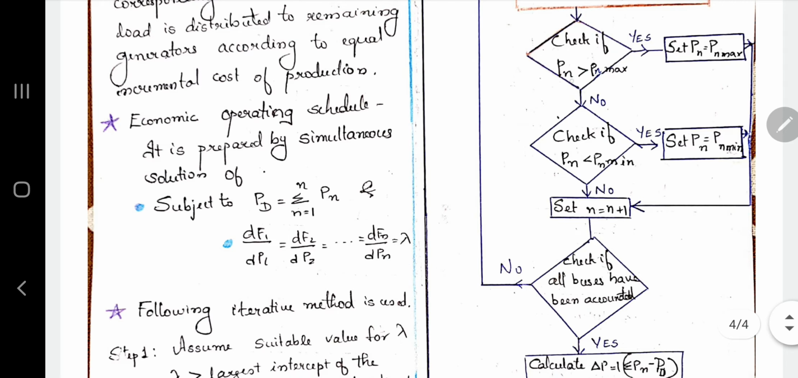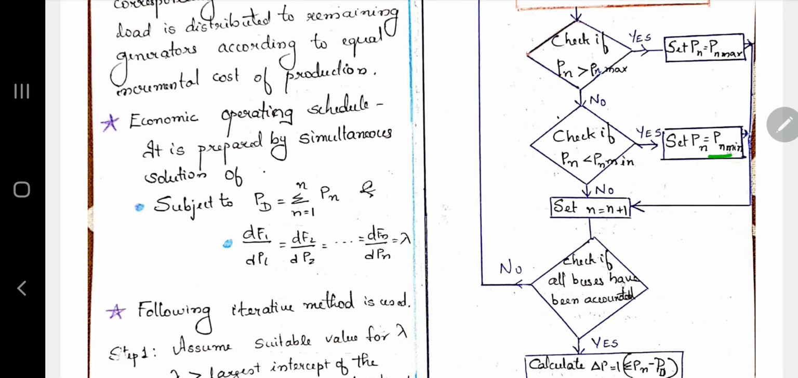Now we have to check whether Pn is violating the limit or not. If it is greater than Pn maximum, then it means it is violating. So we have to set the value as Pn maximum. Okay, if it is not violating, we can check the lowest limit. Pn is less than Pn minimum. If it is violating Pn minimum, then we have to set the value as Pn minimum. If it is not violating and if it is within the range, then we can set n value as n plus 1. That is, we are going for the next bus.